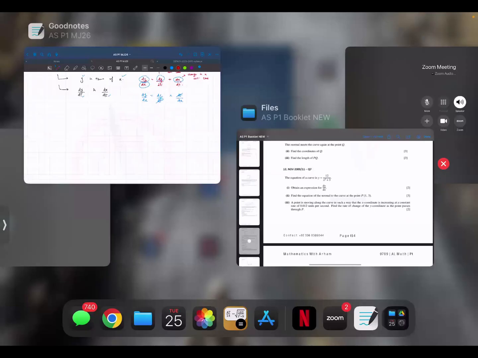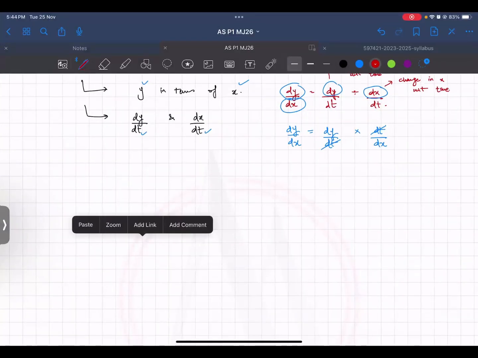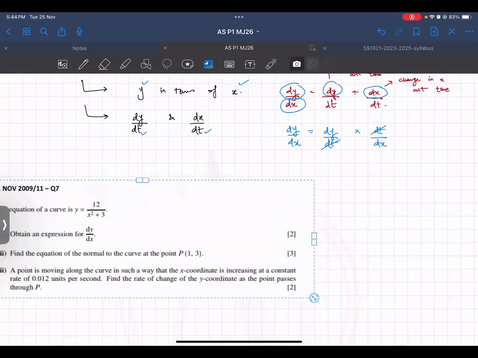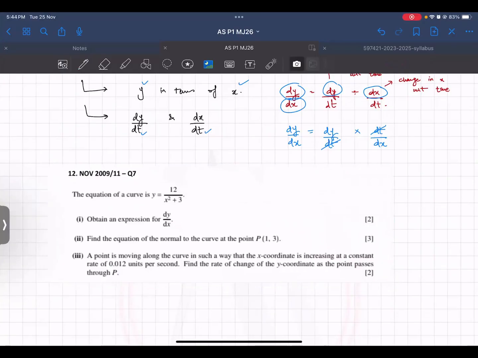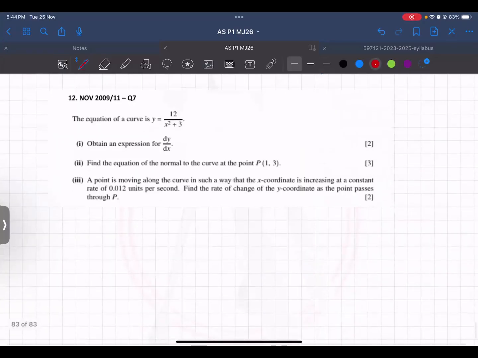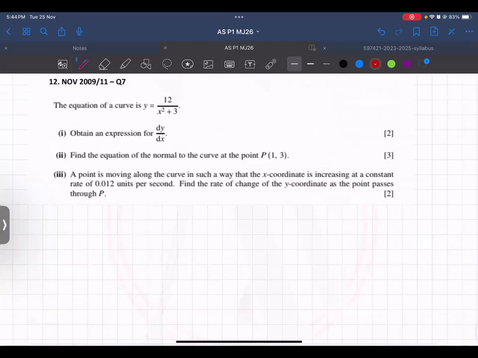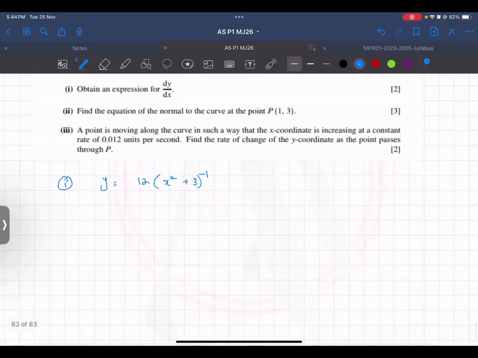The third part is of concern right now. So the first part, definitely it will be the same differentiation as usual. So the first part, they're asking you to obtain dy by dx for the expression. So your y is 12, and if you bring the denominator above, it's x square plus 3 to the power minus 1. And now we can differentiate it.